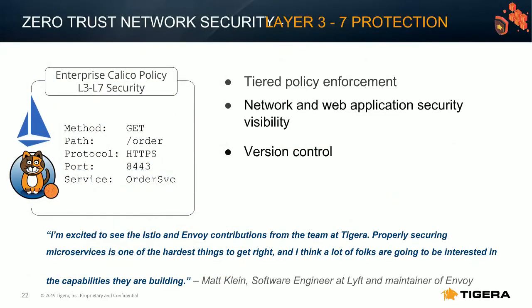The second aspect here is, as I was talking about, we have a layer 3 to layer 7 enterprise Calico policy model where you can define controls all the way to web methods or HTTP attributes, specific URLs that a particular service is allowed to access. And that gives you a very fine-grained security model.